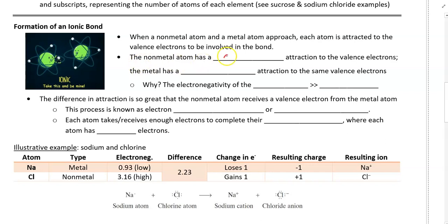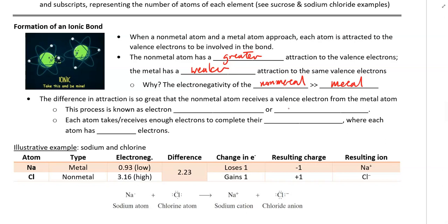The nonmetal atom has a greater attraction to the valence electrons, whereas the metal has a weaker attraction to the same valence electrons. As two atoms approach each other, those outermost electrons which are about to form the bond, nonmetals have a much greater electronegativity. The electronegativity of the nonmetal is much, much greater than that of the metal, so the nonmetal will be more attracted to those electrons that are about to bond. In fact, the difference in attraction is so great that the nonmetal atom receives a valence electron from the metal atom. Not necessarily ripping it off, but it pretty much takes it away.